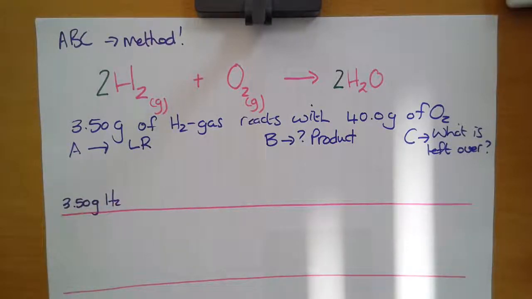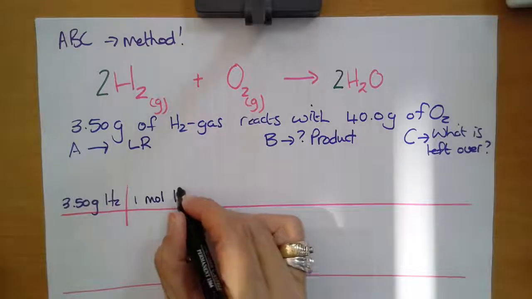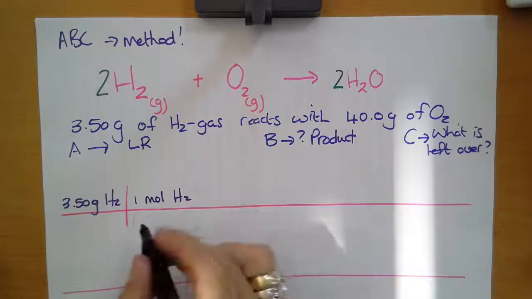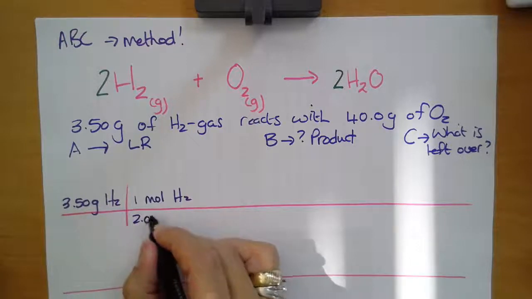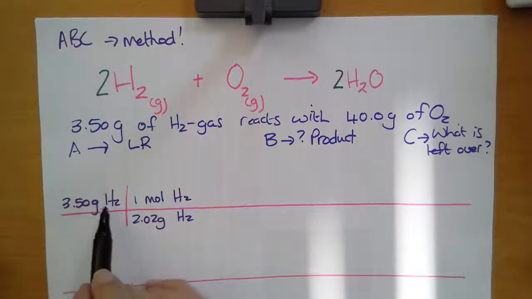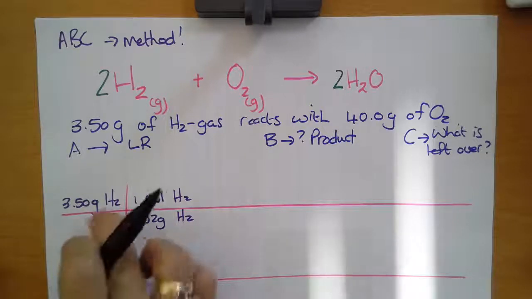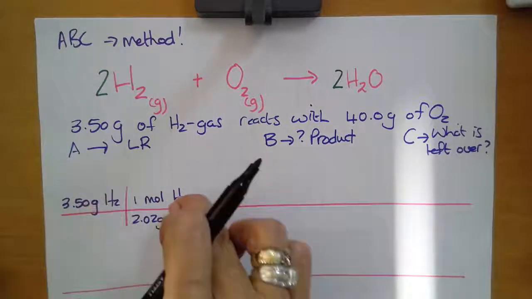The next step that you do is, you need to put this into number of moles. If I put it into number of moles, I will know that 1 mole of H2 is going to be 2.02 grams of H2. I've got grams of H2 here, so I must have grams of H2 here. And I want to put my 3.5, my mass, into mole. So at the top I have to have how many moles of H2. This is what I have. How many moles is that?